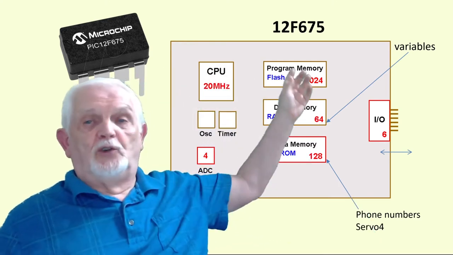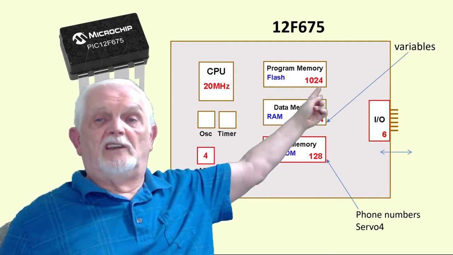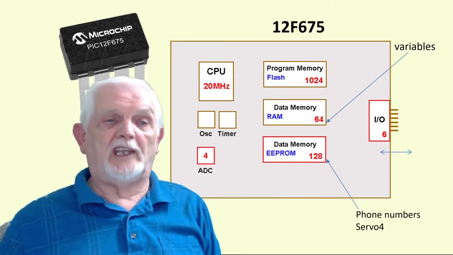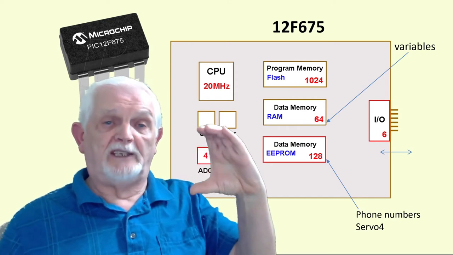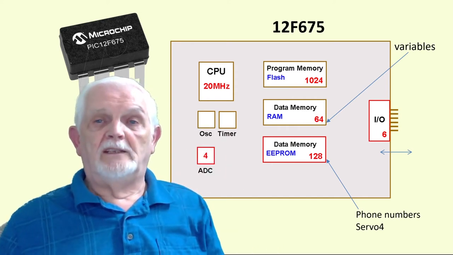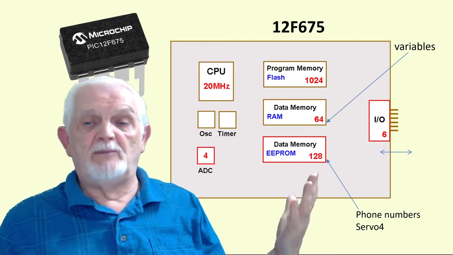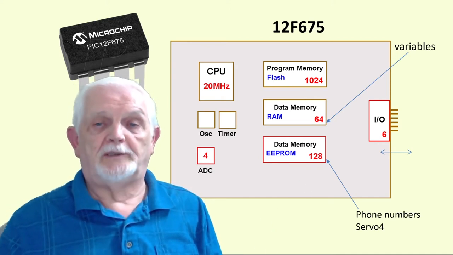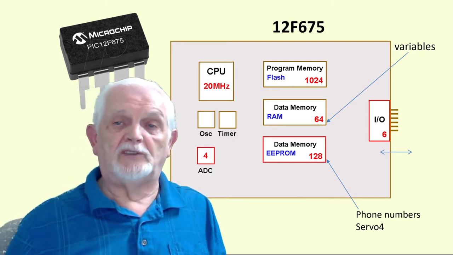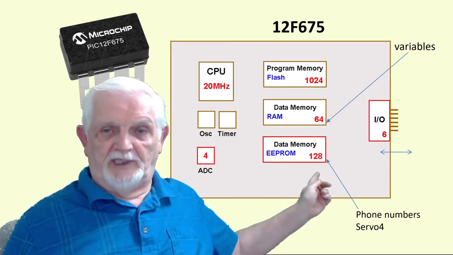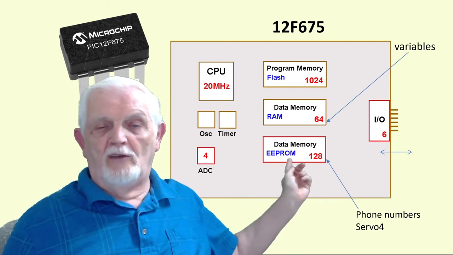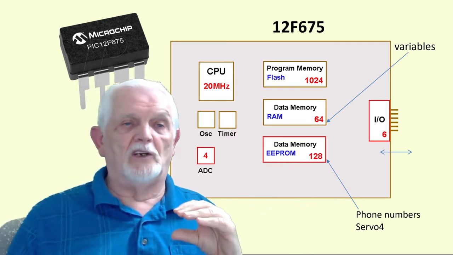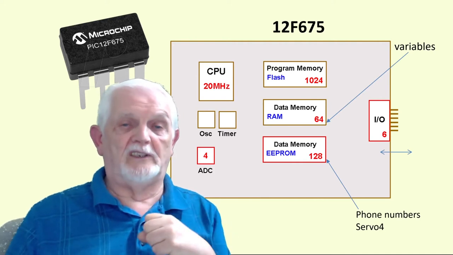Now instead of 256 bytes, we've got 1K, 1,000 bytes. So it's four times, the program can be four times bigger. The data memory, which stores the variables, again, is enlarged. And we've got a new box here, another block of memory. Now, for the first time, we've brought in this EEPROM, the block of memory that holds values when the power goes down.